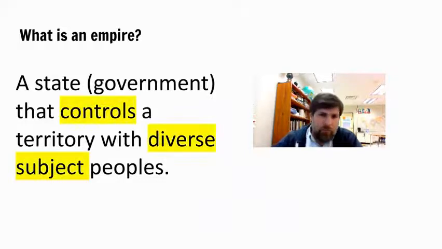Okay, so I'm highlighting some words here. Controls. So controls means makes people do stuff. So they control a territory with diverse groups of people. So many different kinds of people live in this territory, and they're subject. And in this sentence, the word subject means they got to do what you say. A state that controls a territory with diverse subject peoples. So that means we have a government that controls a lot of different kinds of people and makes sure that they do what the government says. All right, how do they do that?